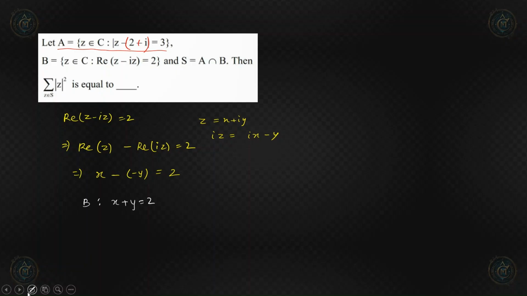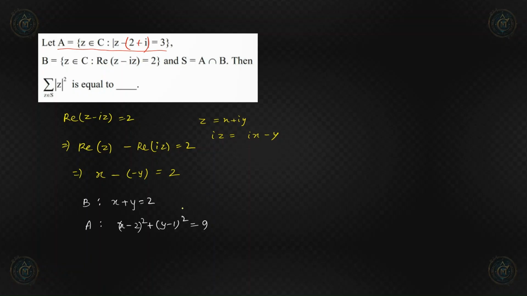And S is the intersection of these two sets. So what does this mean? The intersection means we have to find the common z that belongs to both of the sets. That means we have to simply find the intersection points of this circle and this line. So let us write the equation of the circle first. It will be (x minus 2) whole square plus (y minus 1) whole square equal to 3 square, that is 9.